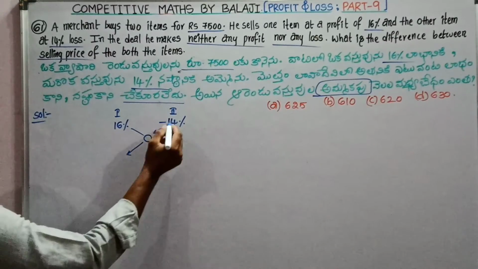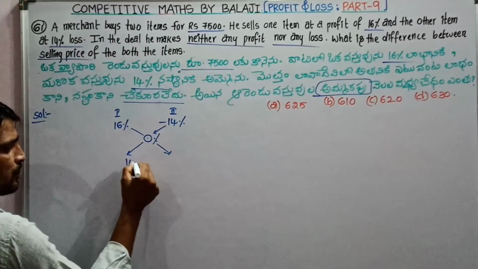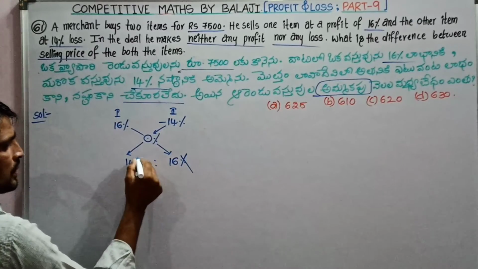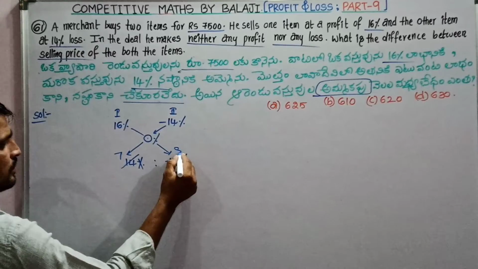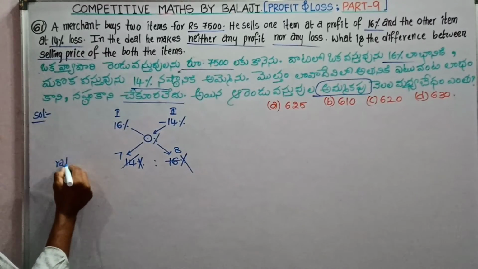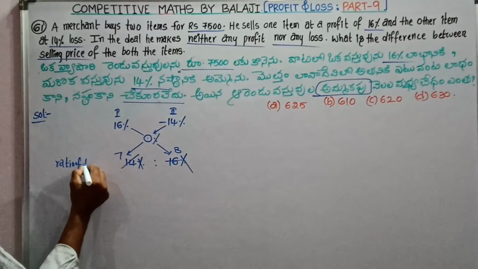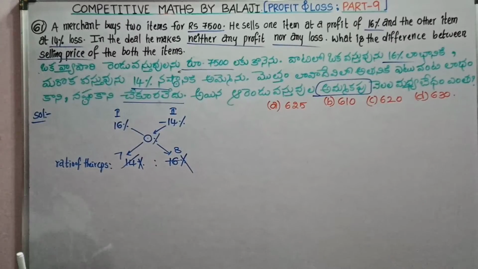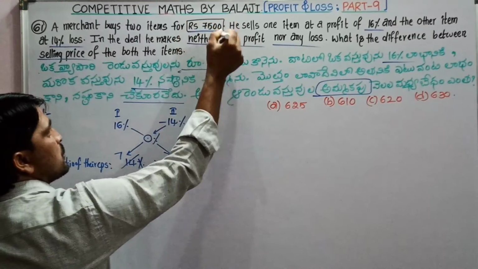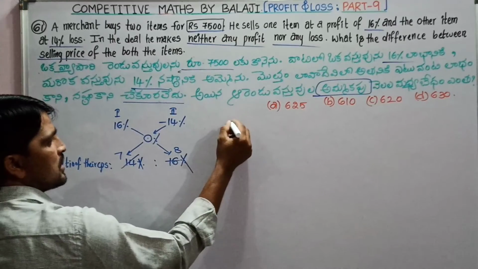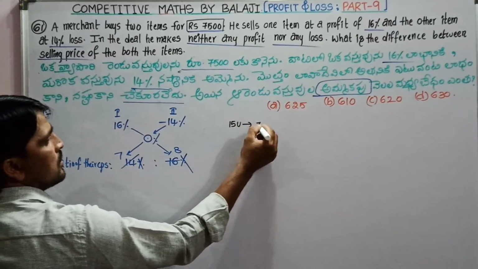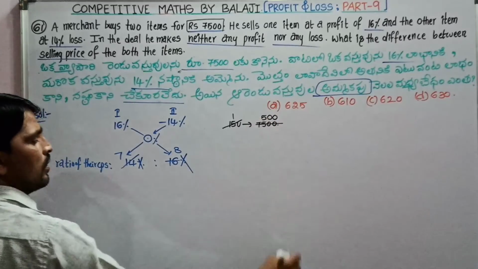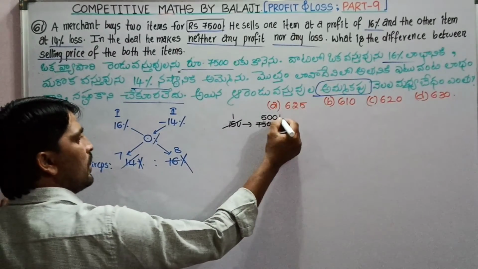Now 0 minus of minus 14, that is 14%. 16 minus 0% is 16%. Percentage gets cancelled. 2 7s are 14, 2 8s are 16. So the ratio of their CPs is 7:8. Yes. And total CP of 2 items is 7500. Sum of the ratio, that is 7 plus 8, 15 units value is 7500. Then 1 unit value is 500 rupees.